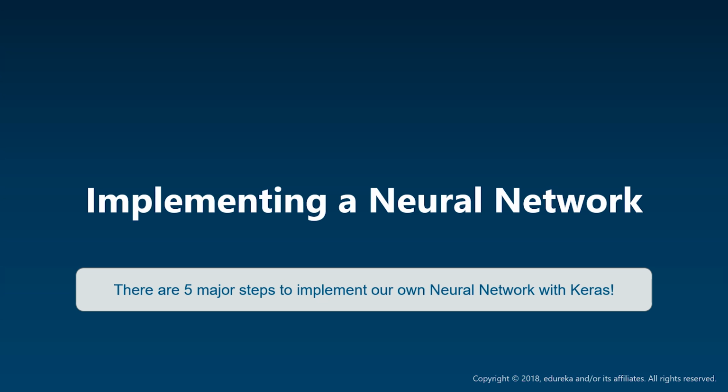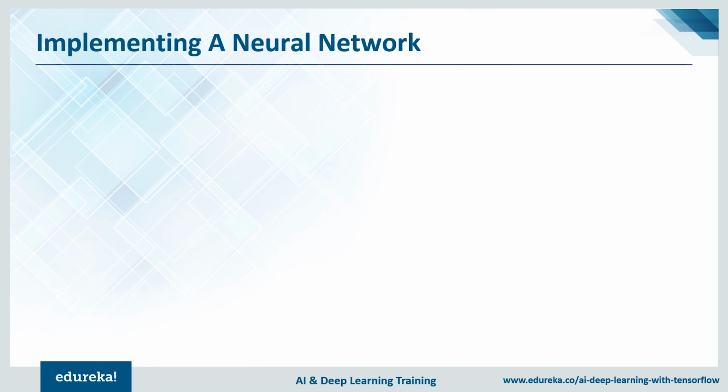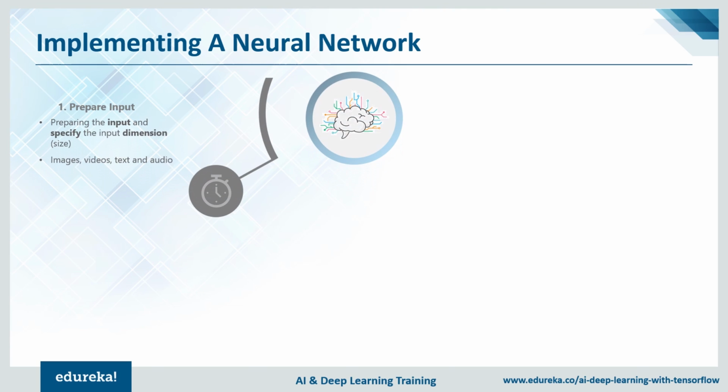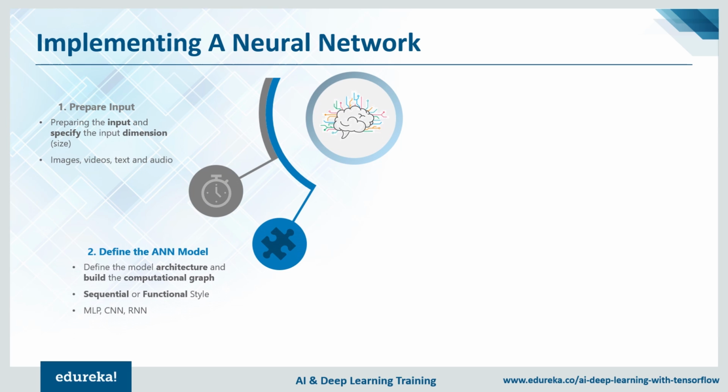Well, next, let's look at the steps needed to implement our own neural network using Keras. There are 5 major steps here, guys. So starting out, we need to prepare the inputs for the model. We do this by analyzing our requirements and specifying the input dimensions. Well, as you know it, the common inputs are images, videos, text, or audio based on your model requirement. The next step is to actually define the artificial neural network model. Here we do everything from defining the model architecture to building the computation graph and also defining the style we'll be using for the model. It is as straightforward as that.